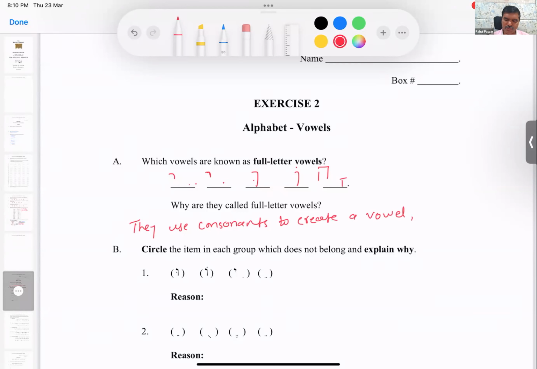And now, very important thing is that consonant becomes silent. Kamets hey will not give its sound as a consonant sound. Vav will not give its sound as W. Yod will not give sound as Y. Sere yod, again, yod will not give its sound as Y. They use consonant to create a vowel. Therefore, these are called 5 full letter vowels.